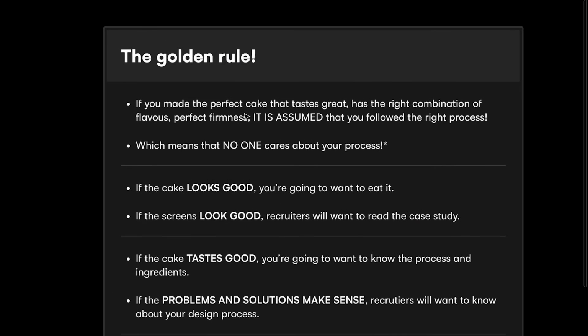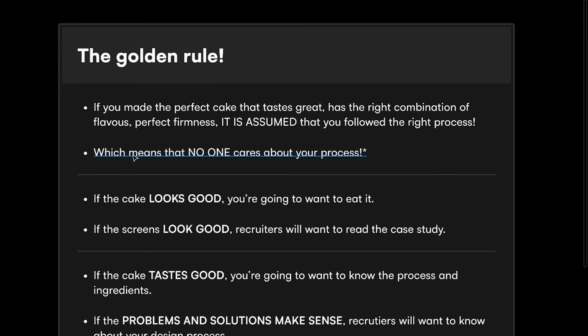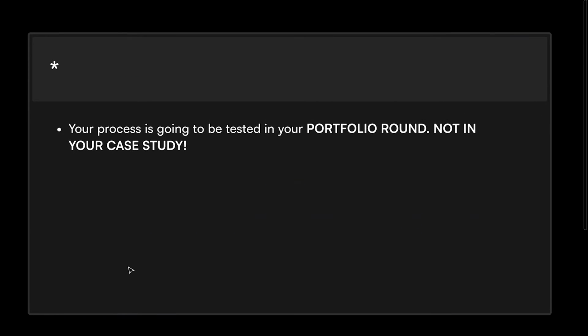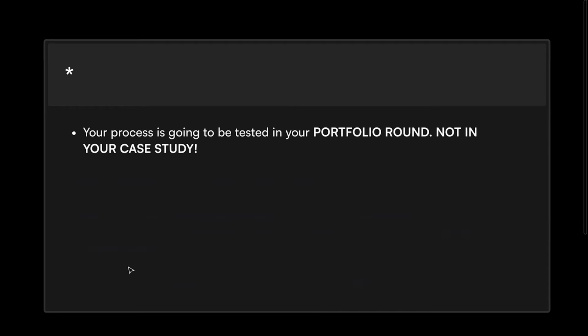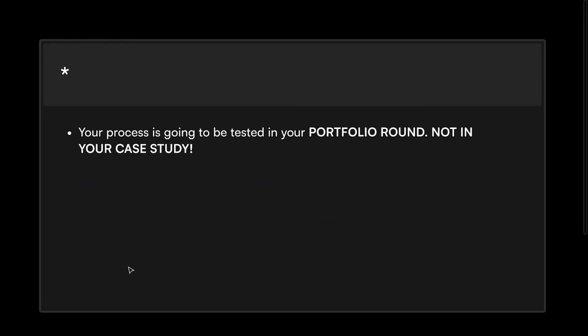Now, I mentioned over here where it said that no one actually cares about your process, and then I put a terms and conditions over here. I put an asterisk over here, right? So let's look at that and understand what that actually means. This is another important thing that you really, really must know. Your process is going to be tested in your portfolio round and not in your case study, right?